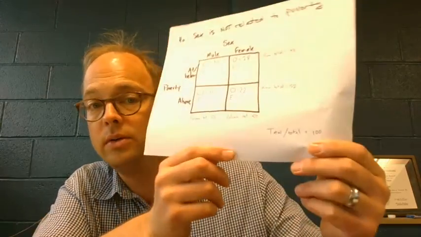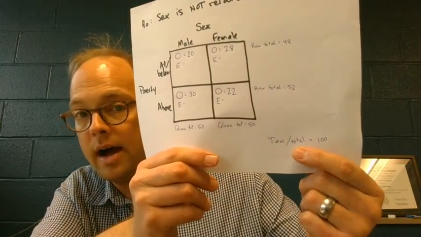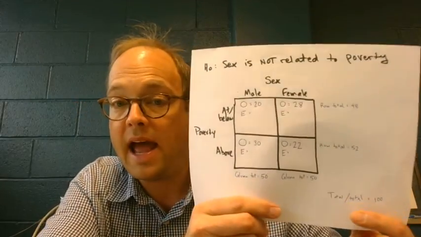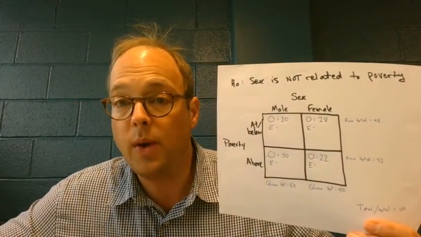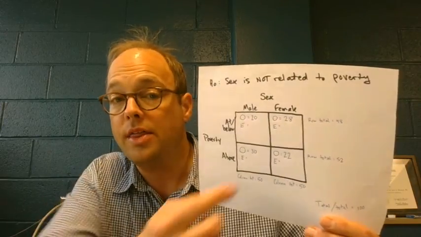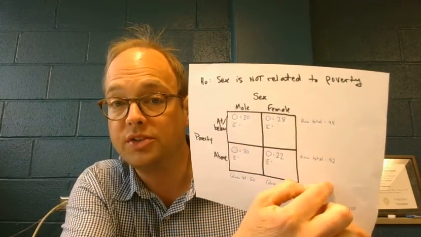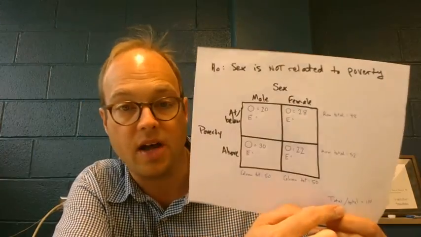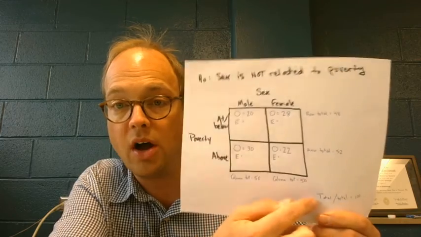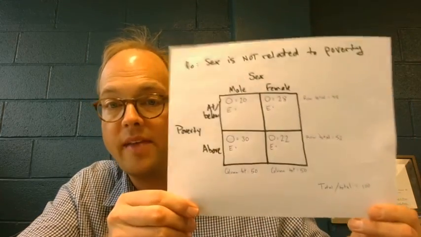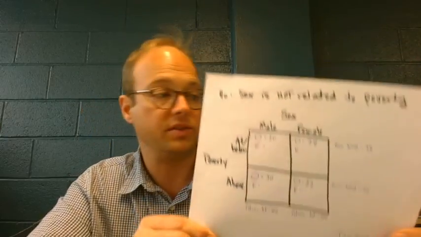And I've also calculated the total. And using the total is a good way to ensure that you've done all your math correctly, because the row totals, in this case, equal 100. 48 plus 52 is 100. And the column totals also added together equal 100. 50 plus 50 is 100. So I've added row totals and column totals.